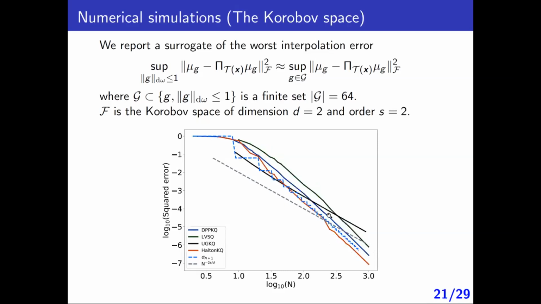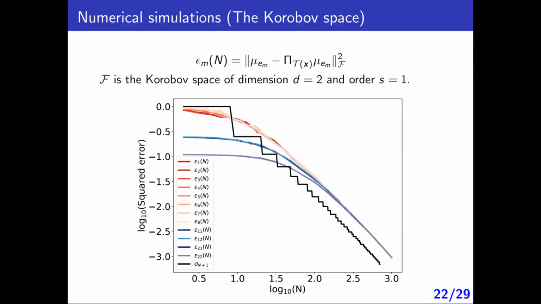But for s equal to 2, we have the same thing, but I think we cannot prove this kind of high order rates for Halton sequence in this situation. And we can see that in the case of DPP, we always match the eigenvalue of order n.